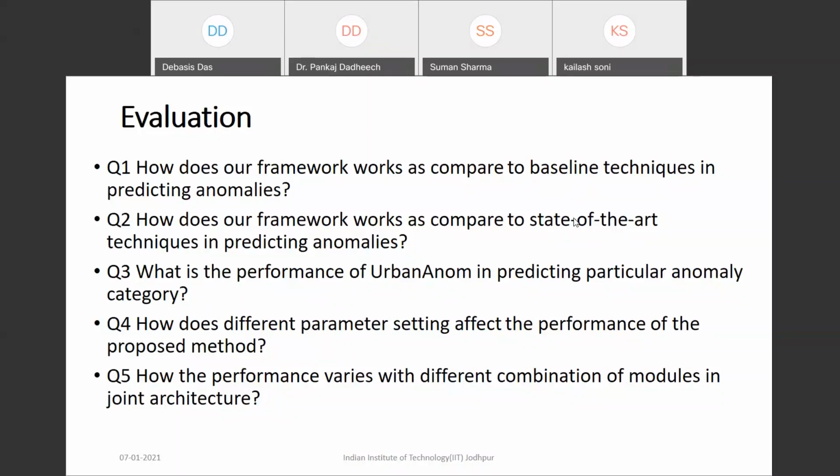And you also think about your feature selection, and based on the feature selection, your model selection is also important work for this type of machine learning algorithm, for data science type of concept, okay. And the fourth one is how does the different parameter setting affect the performance of your proposed method, okay.